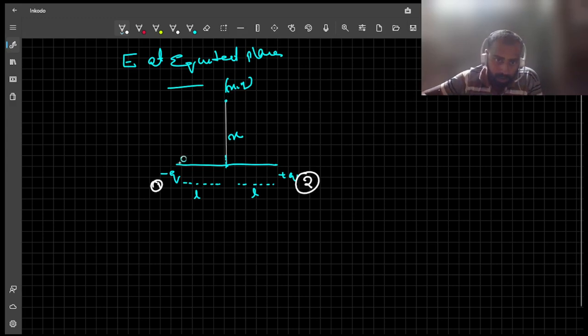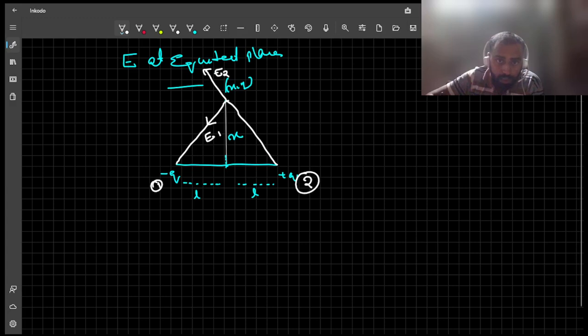If I look at this point, the electric field due to this first charge will act towards the negative charge. This will be my E1, right? If I look at this plus q charge, this is my second charge, and this is the distance of separation. It will act like this, positive charge, away from the point. This will be my E2, right? So the resultant will be in this direction.